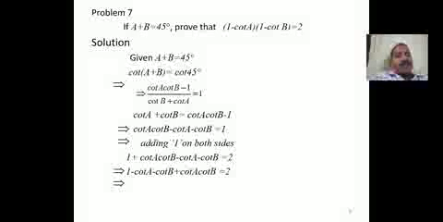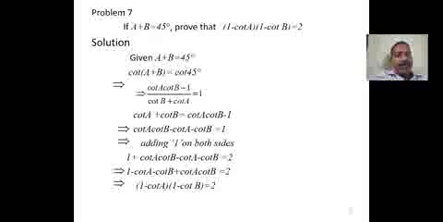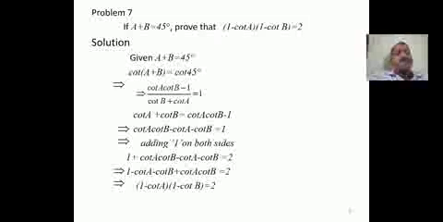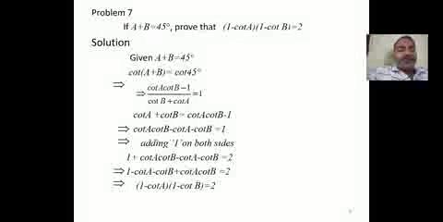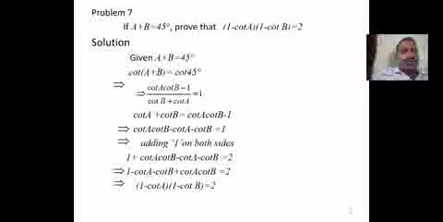Minus cot b take common in the last two terms, then it will become (1 minus cot a) into (1 minus cot b), that equal to 2. So this is the required result.